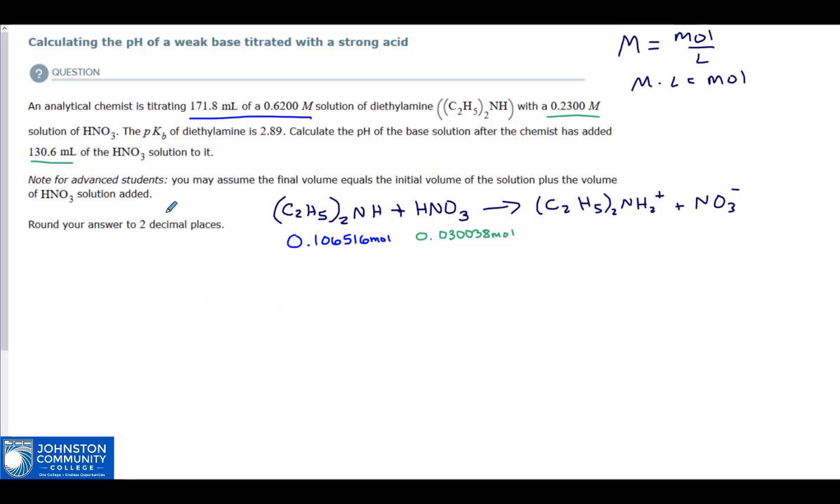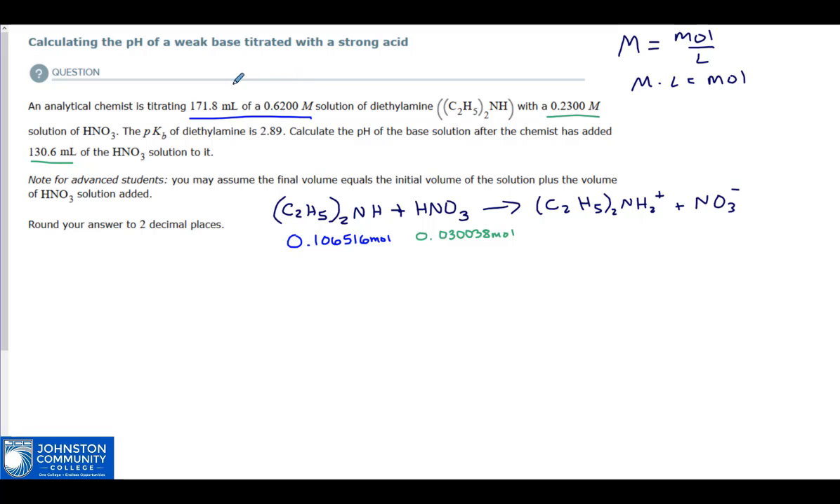So here's the example. An analytical chemist is titrating 171.8 milliliters of a 0.6200 molar solution of diethylamine, which is a weak base, with 0.2300 molar solution of HNO3, that's nitric acid, which is a strong acid, and we're given the pKb of the diethylamine. The question is, calculate the pH of the base solution after the chemist has added 130.6 milliliters of the nitric acid solution.